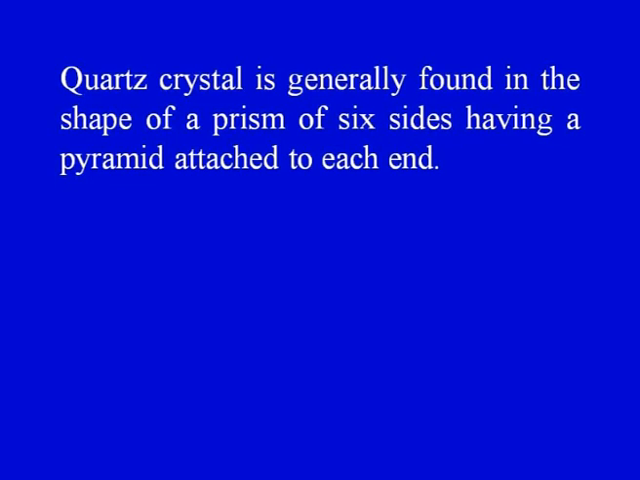If the external potential is oscillating, varying with time, then these internal changes also vary with time. Quartz crystal is generally found in the shape of a prism of 6 sides having a pyramid attached to each end.